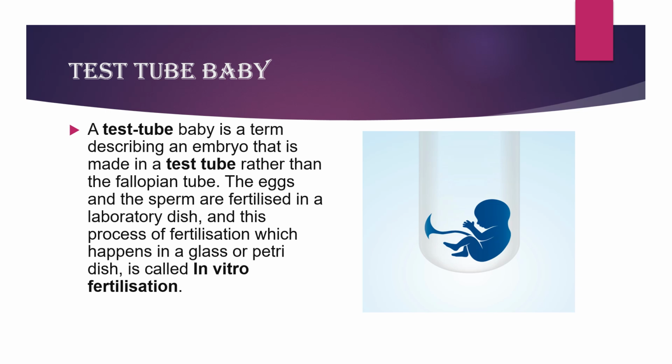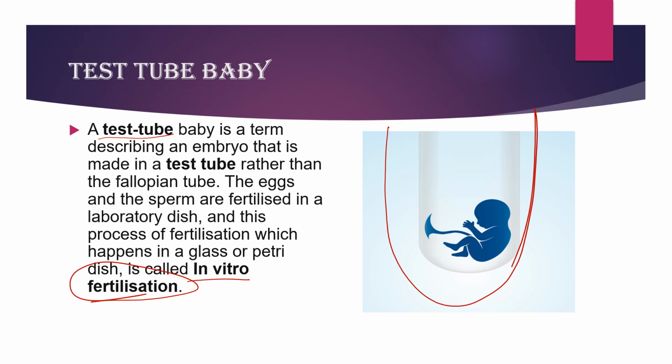In common language, if a common man is speaking, he says the baby is formed through test tube baby, as the ovum and the sperm combine together and the process of fertilization happens in the test tube itself, so they call it test tube baby. But scientifically we will say that in vitro fertilization has happened. So the same thing is happening: the eggs and the sperms are fertilized in a laboratory dish, and this process of fertilization happening in glass or a petri dish is called in vitro fertilization, right? So let us move on to the next one.